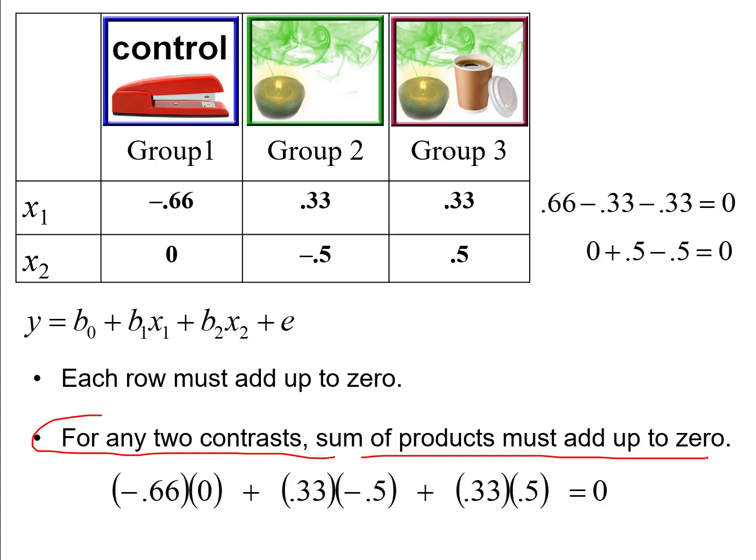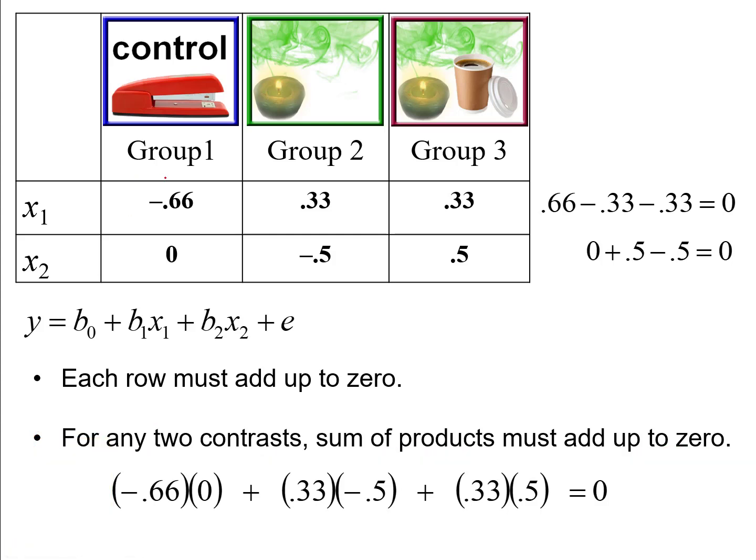So because we have three groups, we're only doing two contrasts. Of course, if we had more than three groups, we'd need to make more than two contrasts. But with just three groups, we're doing just two contrasts. And so for these two contrasts, the sum of their products must add up to 0.